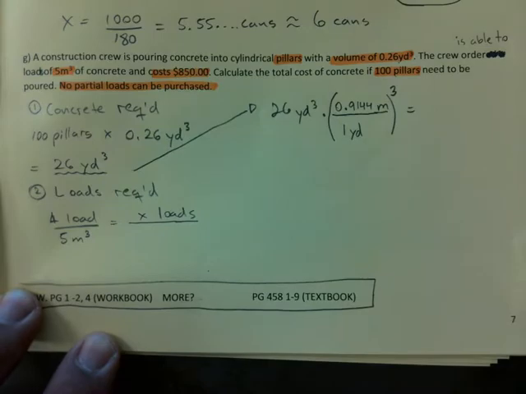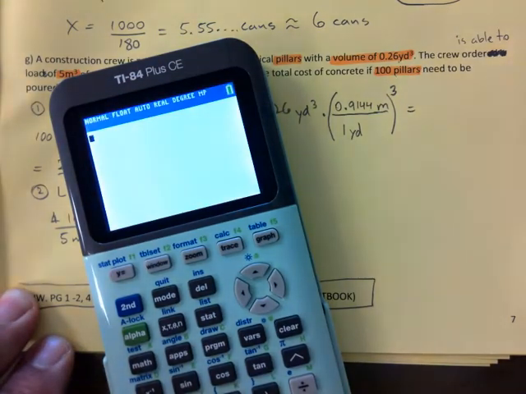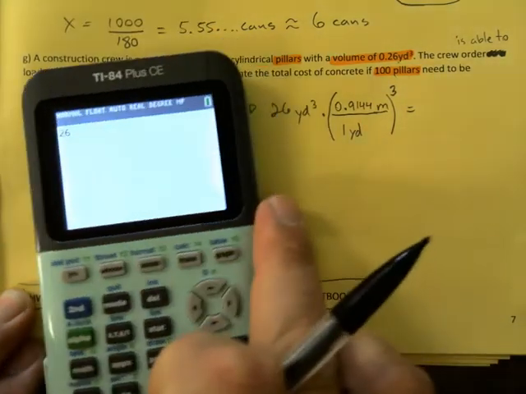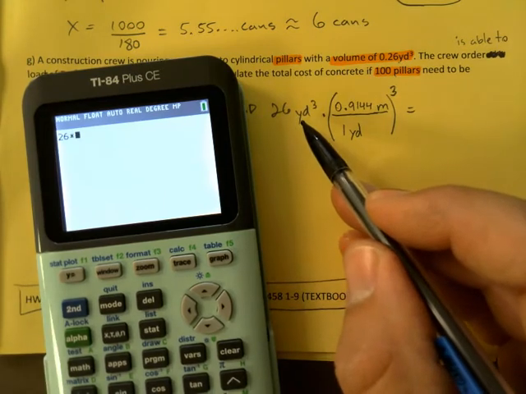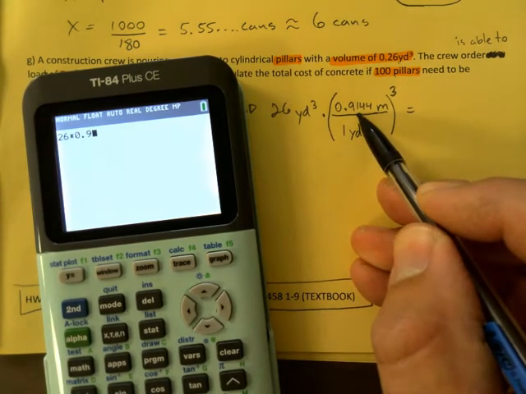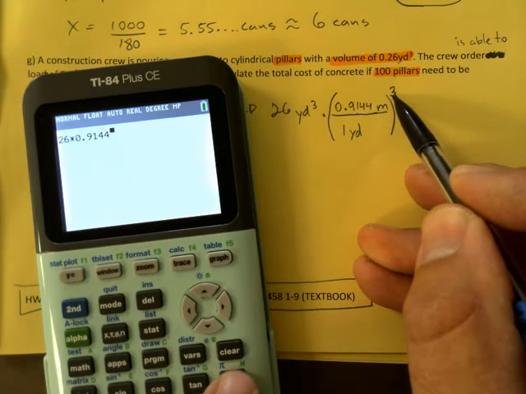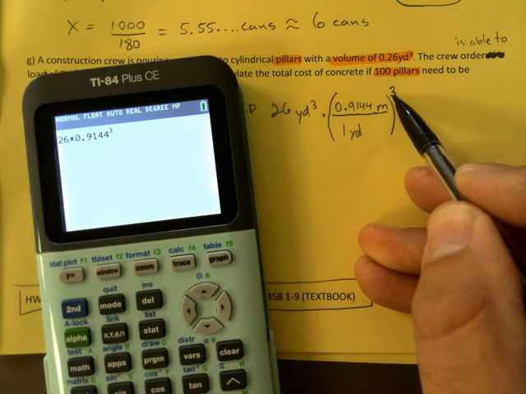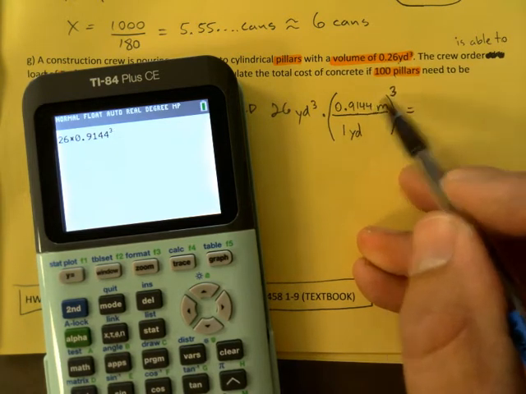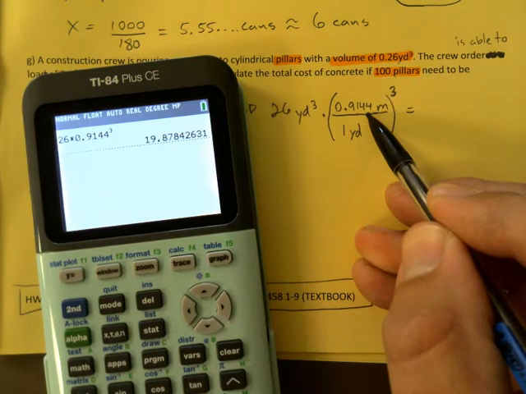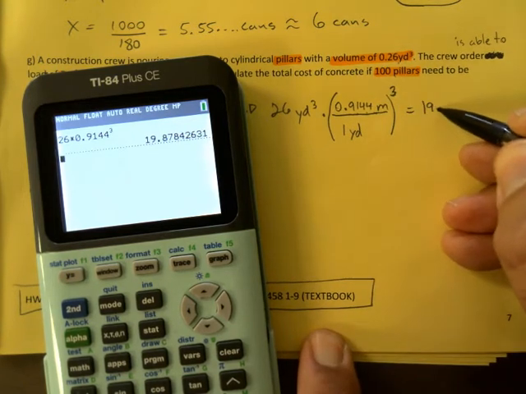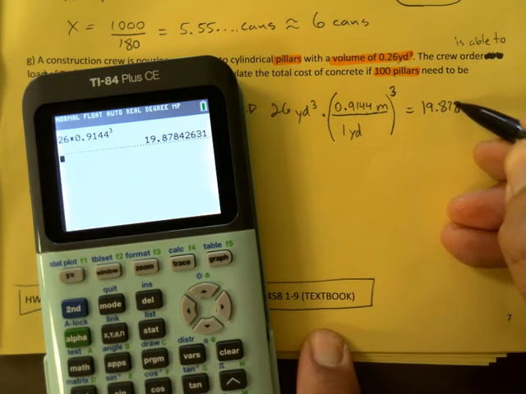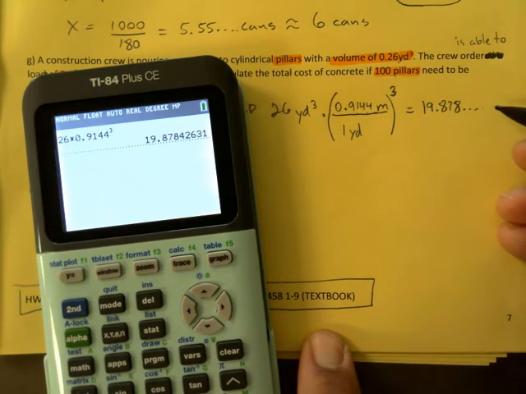And so let's figure that out. I take my 26 and then I multiply it by 0.9144, but be careful, you need to cube it. So use the power button, that little hat, to the power of 3. And you got to be very careful. And then I just hit enter. So that is 19.878. And now I am in cubic meters.